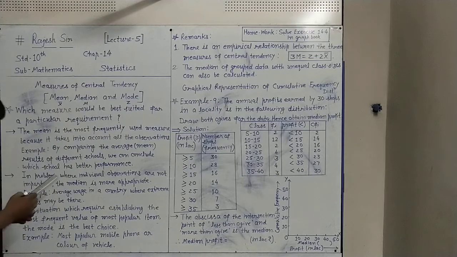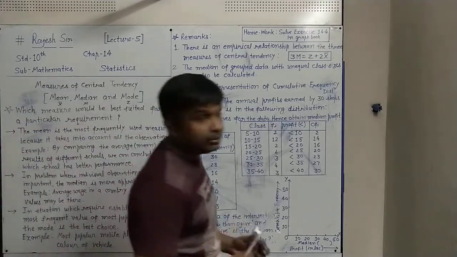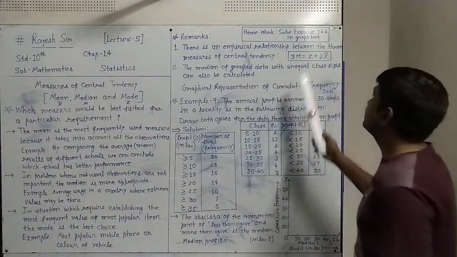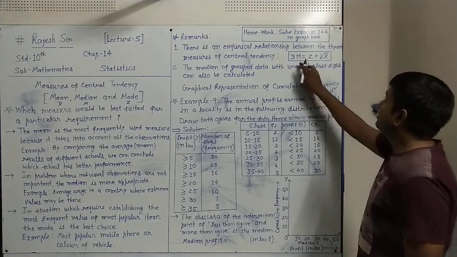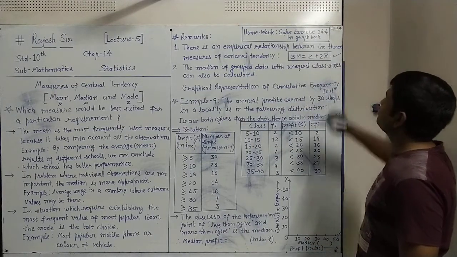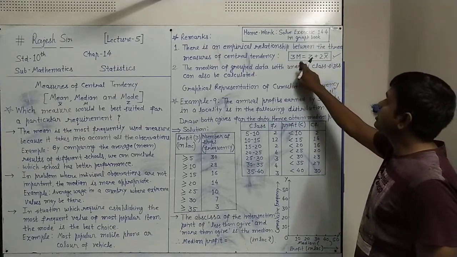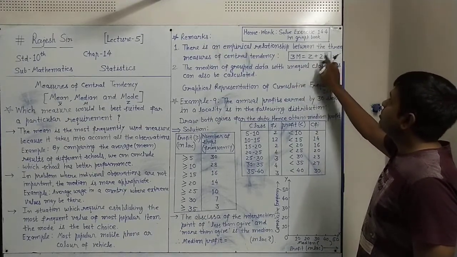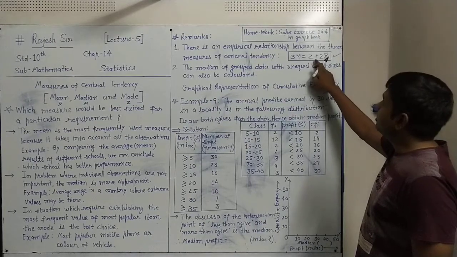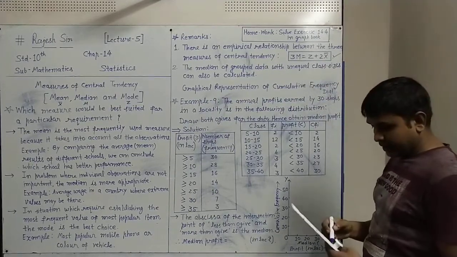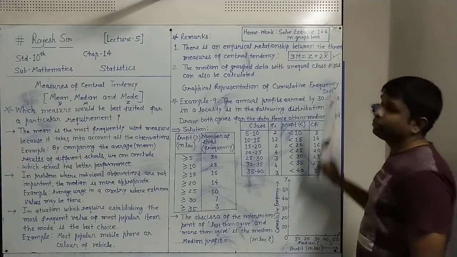All the three measures have some empirical relationship between them, and here it is: 3M equals Z plus 2x bar. 3M equals Z plus 2x bar, that is 3 times the median equals the sum of the mode plus 2 times the mean. So this is the empirical relation we have to remember.